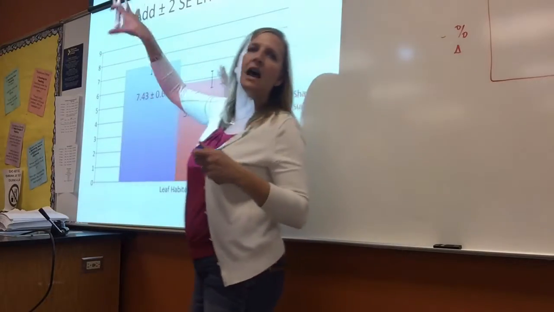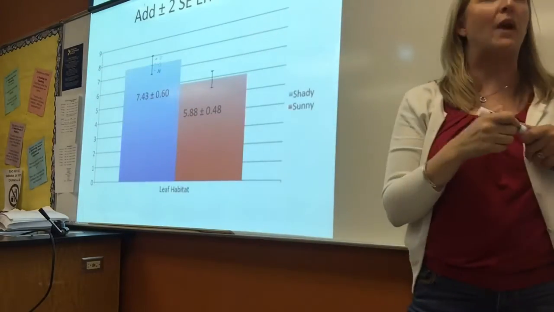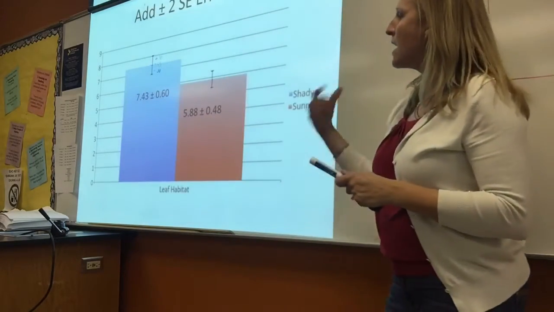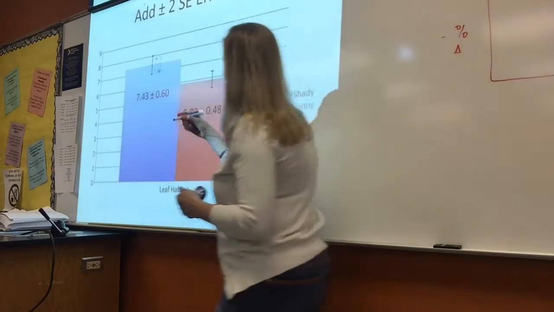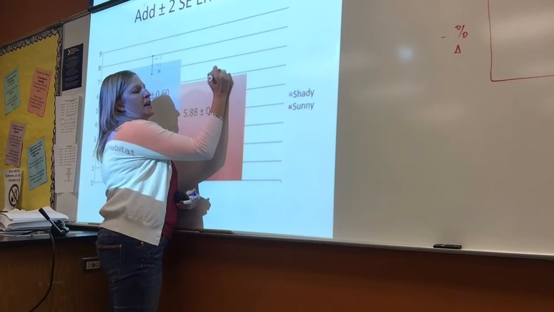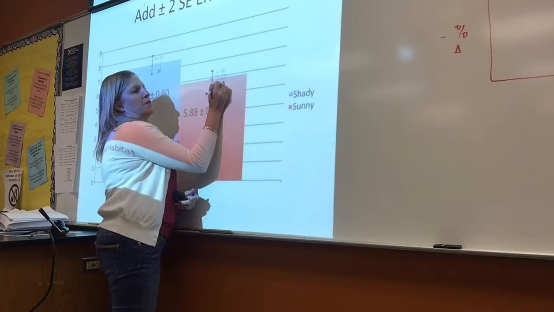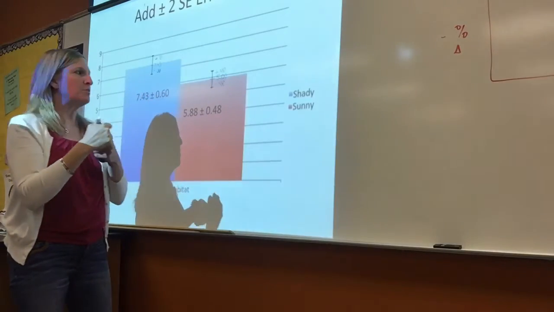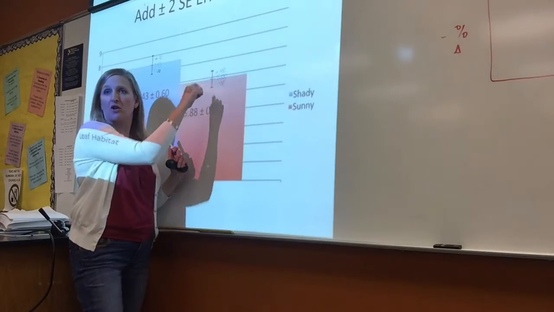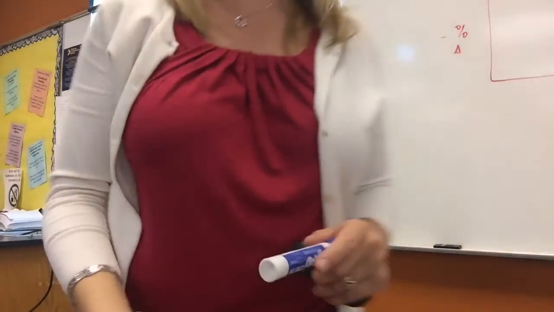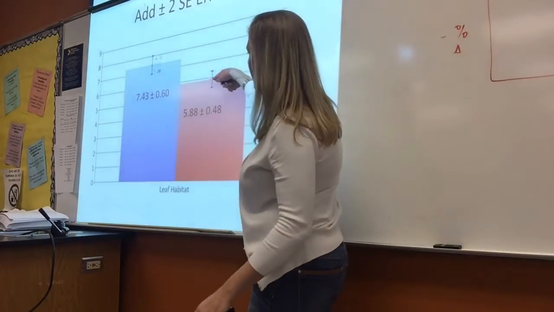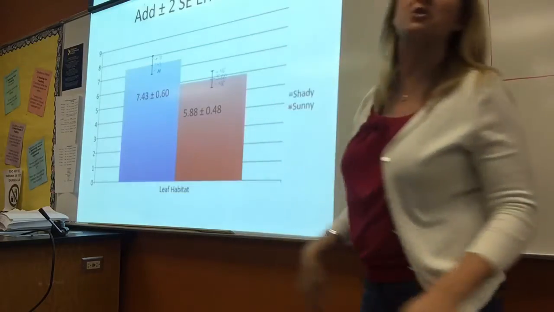And so 95% of the time, the mean should fall within that range. And this one here, the mean was 5.88, and my two standard error units was 0.48. So here's my 5.88, plus 0.48, minus 0.48. And therefore, 95% of the time in the population, it should fall within this range. Every time you take a sample from the population, it's not going to exactly equal the mean, 5.88, but it needs to fall within that range to be acceptable.